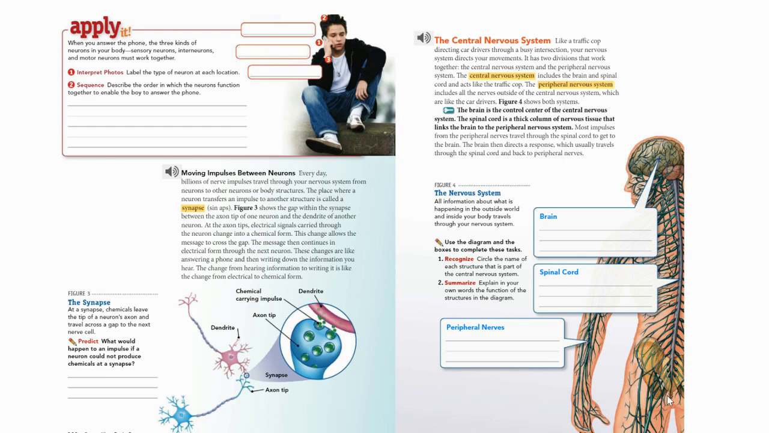All right, the central nervous system. The central nervous system, like a traffic cop directing car drivers through a busy intersection, your nervous system directs your movements. It has 2 divisions that work together, the central nervous system and the peripheral nervous system. The central nervous system includes the brain and spinal cord. It acts like the traffic cop. It is the center of your nervous system, right? It controls everything else. The peripheral nervous system includes all the nerves outside of the central nervous system, which are like drivers on the road.